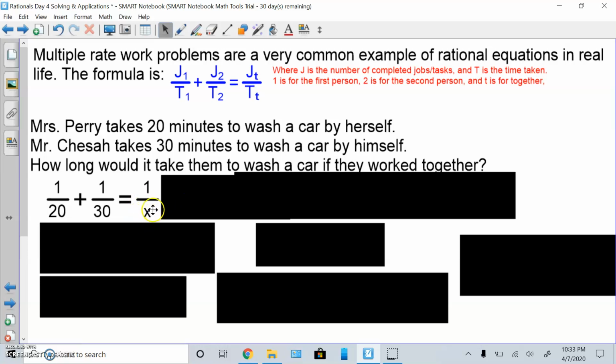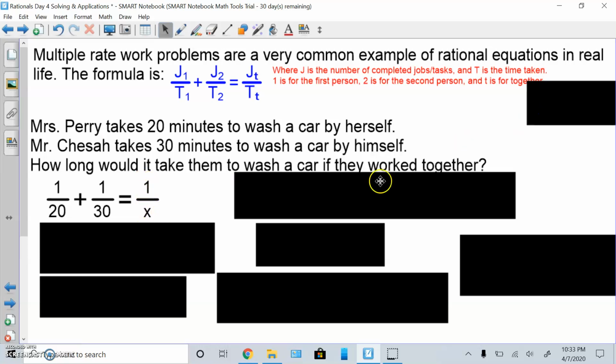So usually you're trying to find this bottom thing right here. Now, if they ask you how long does it take them to wash 5 cars, you put 5 up here, and the bottom will be x time, we don't know. All right, so now it's just a rational equation we solve.